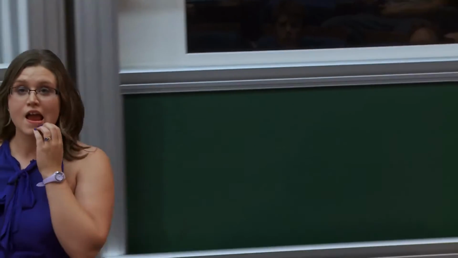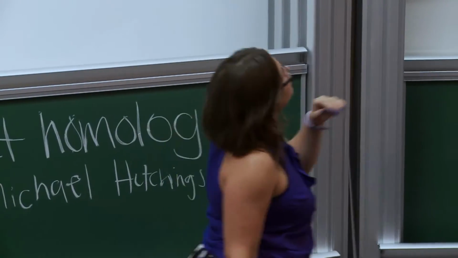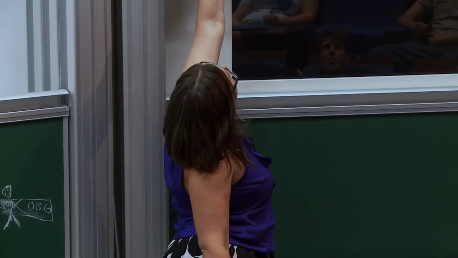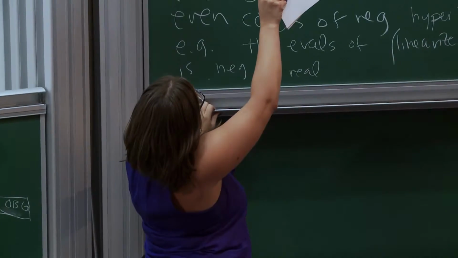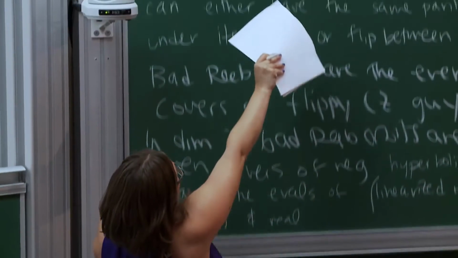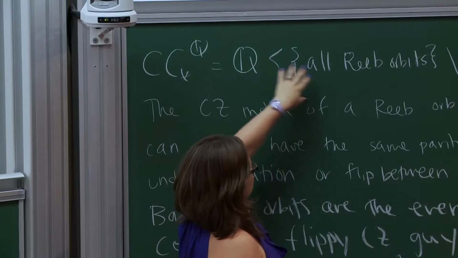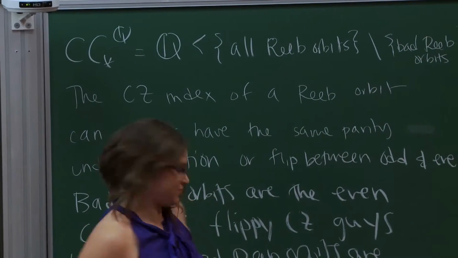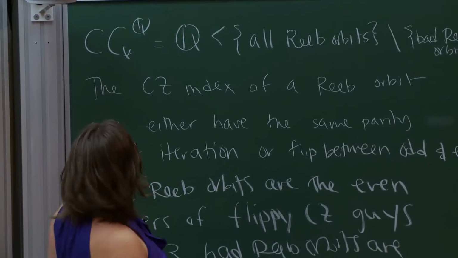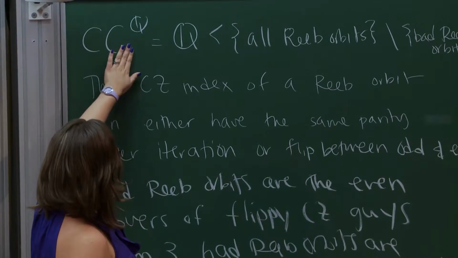Is there a reason for your V there? For which? Like in your top line? It's a star. Oh, sorry. Yeah, it's not a V. It's the vector space generated by all the Rabe orbits, and you throw out all the bad Rabe orbits. Yeah, sorry, he just thinks the star is a V. Never mind. It's been cleared up.